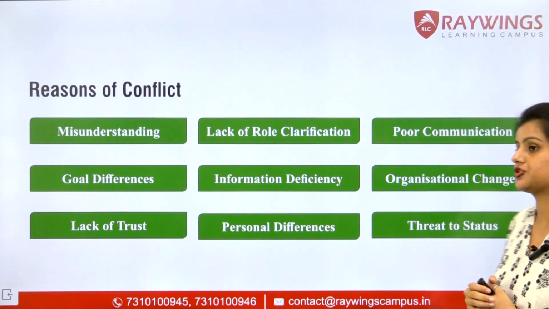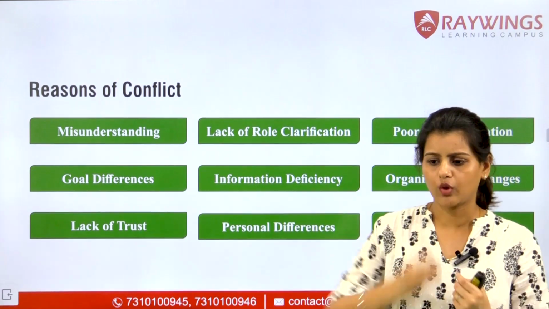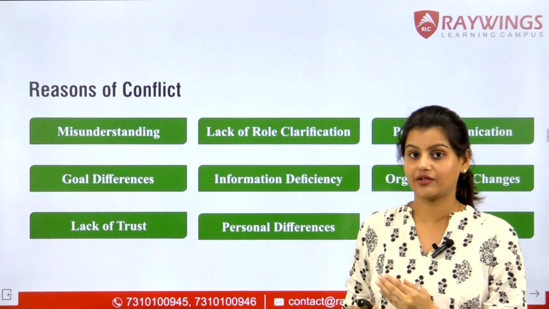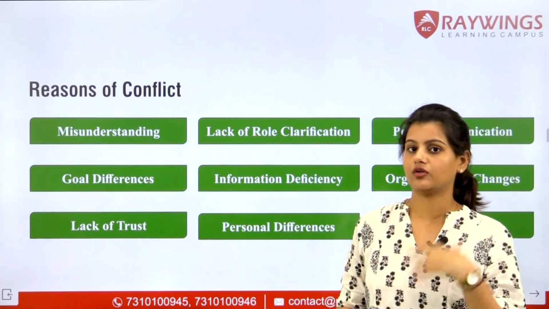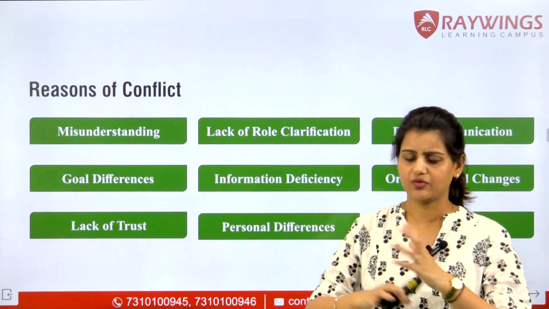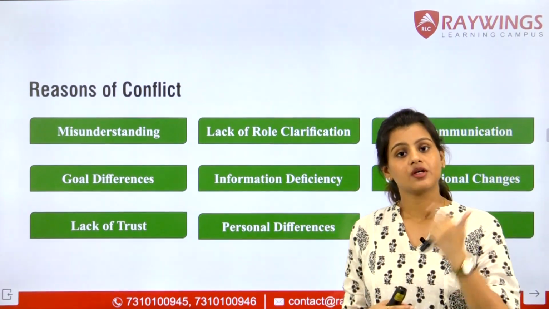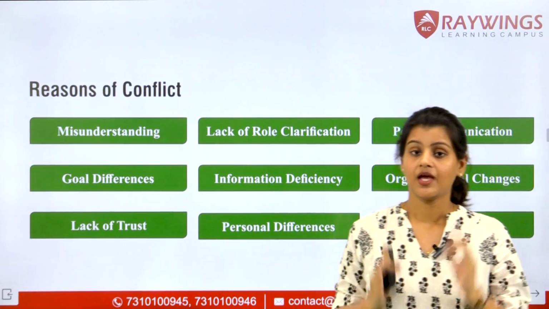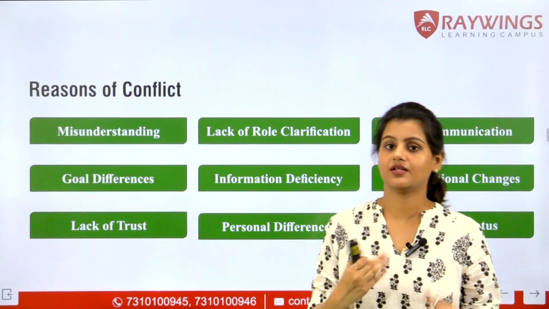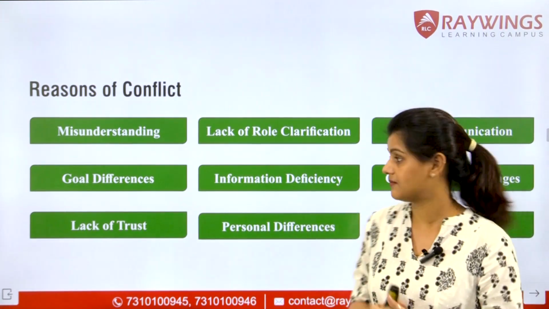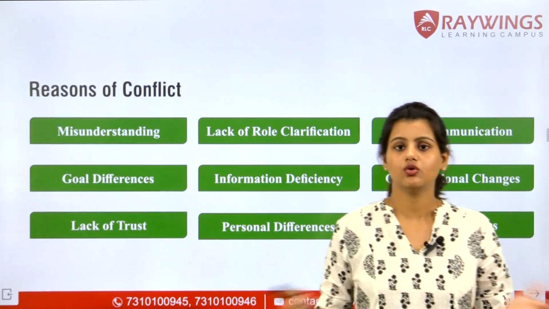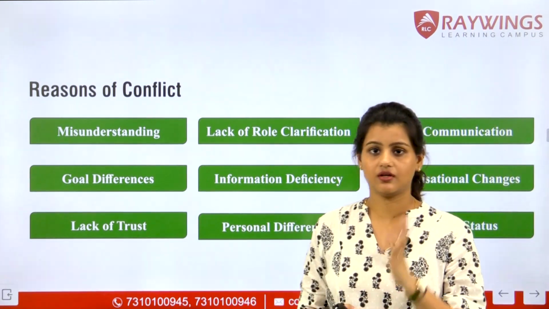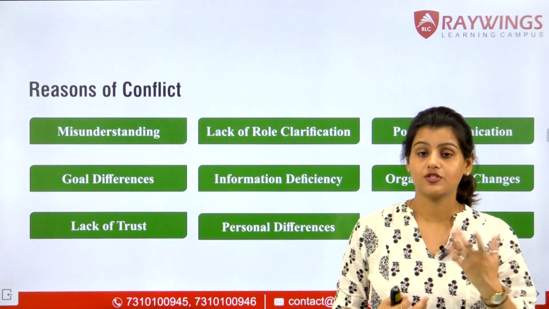Next, poor communication. If there is not a proper channel of communication, the right channel of communication, depending on the type of organization or the type of situation, even that can lead to conflicts. This is the most important thing: we must communicate, and if there is no proper communication, then there are a lot of chances to have conflicts. Then goal differences. Suppose there are two employees and their aims are different, even that can be a reason for conflict.